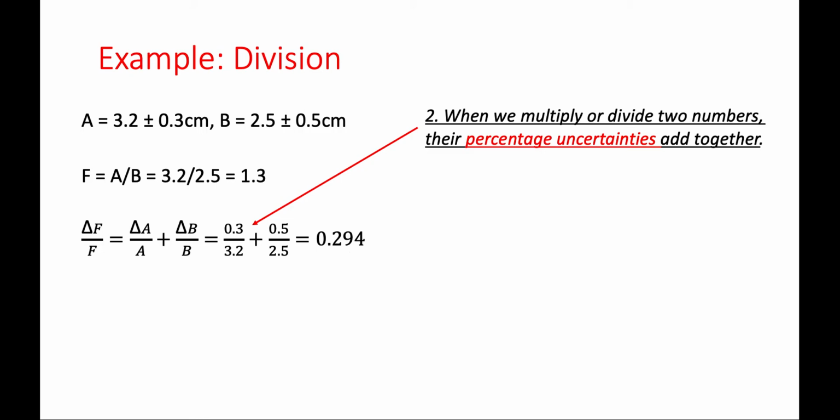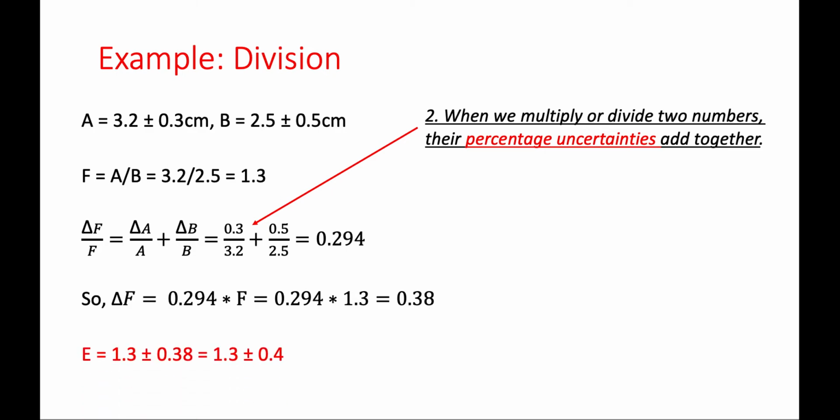0.294. Now remember, that is the percentage uncertainty in F, and so in order to get the absolute uncertainty in F, I need to multiply my value of F by that 0.294. And I calculated that before, 1.3, and I get 0.38. So if I wanted to just write this down in terms of presenting my data, I would have F, apologies for the typo there, F equal to 1.3 plus minus 0.38.